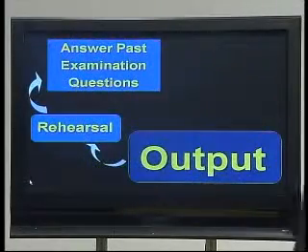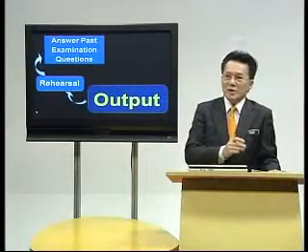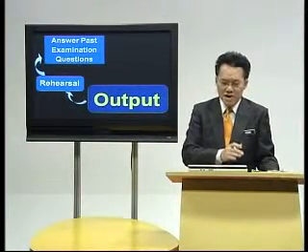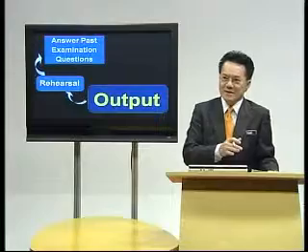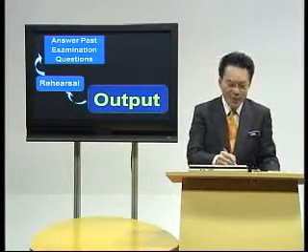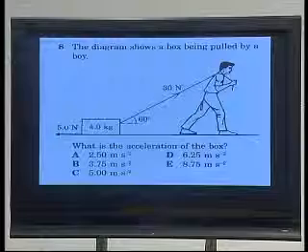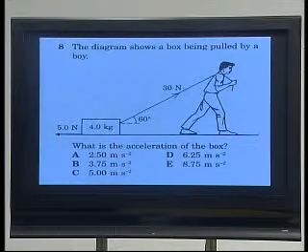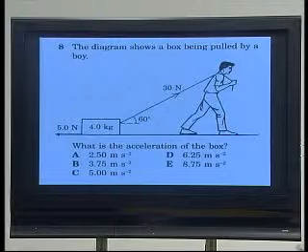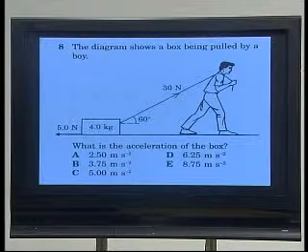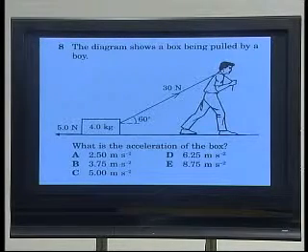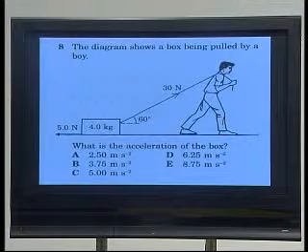So let us remind ourselves again. You want to do well in physics? There's no shortcut. Rehearse. Answer questions, like what we are doing today. This is a 2003 question, paper 1, question 8. Alright, let's read it. The diagram shows a box being pulled by a boy. What is the acceleration of the box?